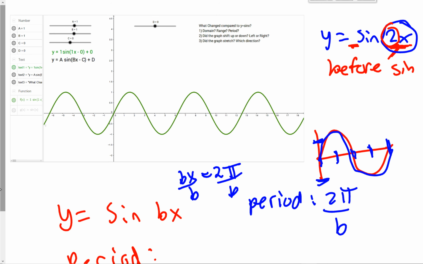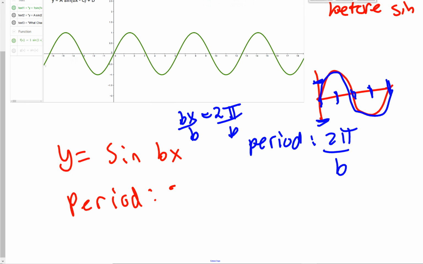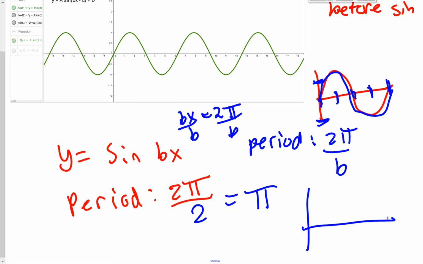So to find my period, I'm going to take 2 pi and divide it by my b, which for this problem is 2. That means my period length for this problem is actually pi. So instead of going out to 2 pi out here, I'm actually going to go to pi. But my values are just going to stay the same: 0, 1, 0, -1, back to 0. So my graph's still going to look like this.